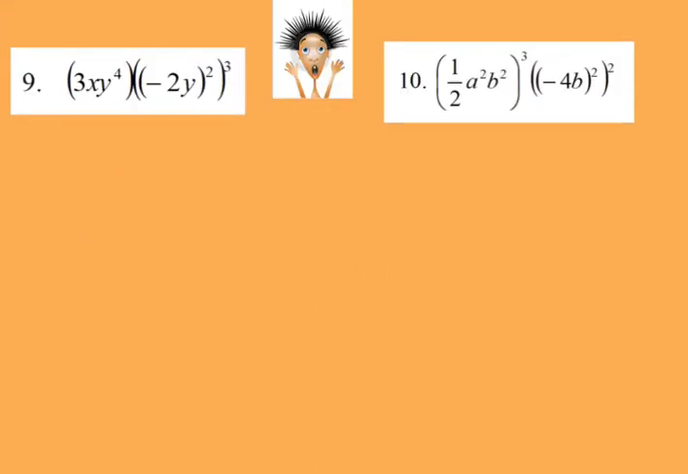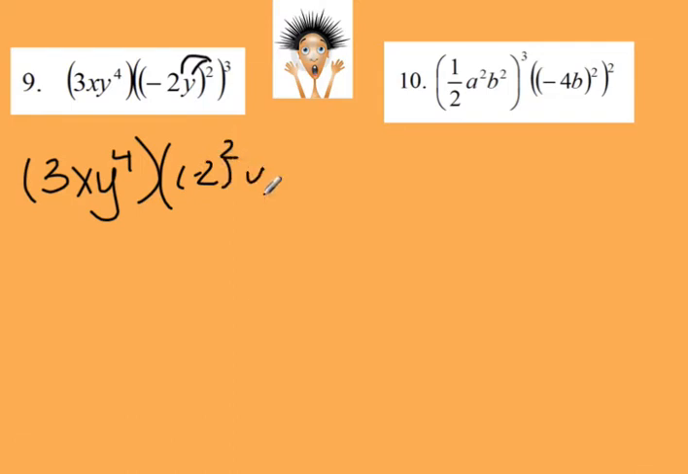Now problems like 9 and 10 are where it can get really tricky. You see that person that's really scared right there. So you want to start at your innermost parenthesis. So I'm going to leave 3xy to the 4th as is right now. What I'm going to do is take this 2 and distribute it in. So I'm going to have negative 2 squared times y squared, and that's still going to be raised to the 3rd power.